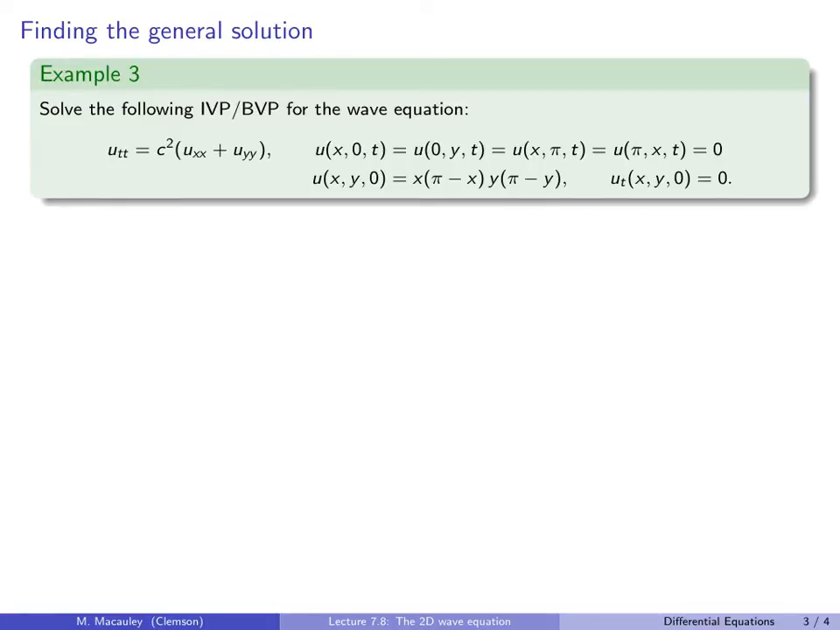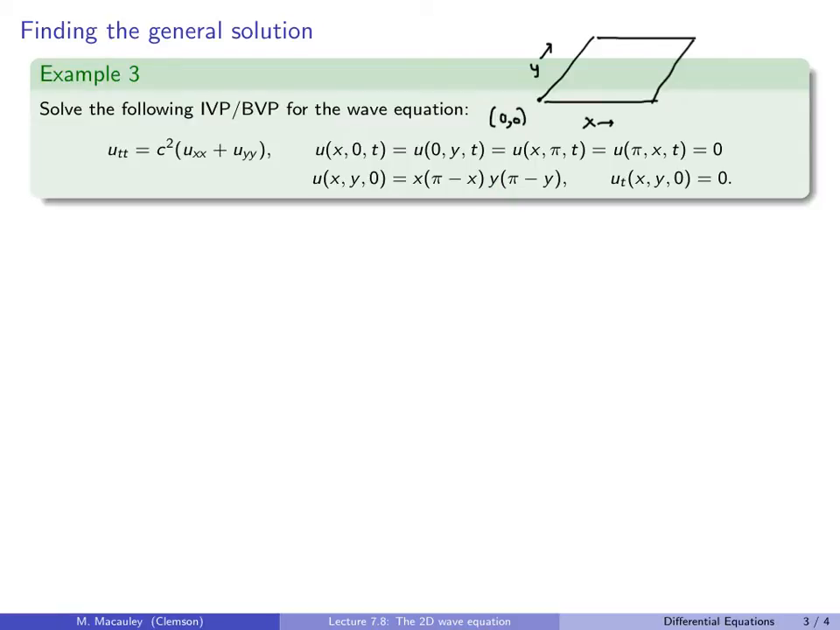So we have a trampoline, which is square, and of side length pi. That just makes the math easier. So x is in this direction, y is in this direction. This is the point 0, 0. And then this thing here says the initial displacement is given by, this is a parabola in both directions.